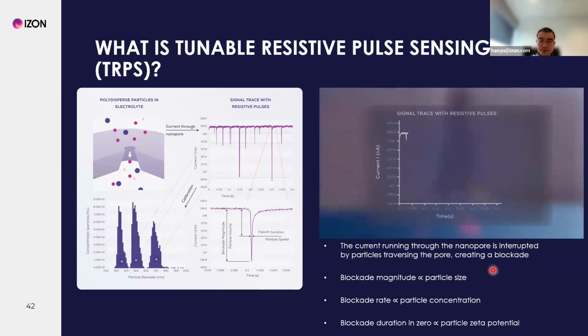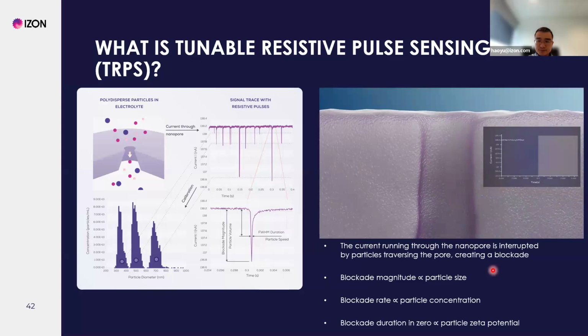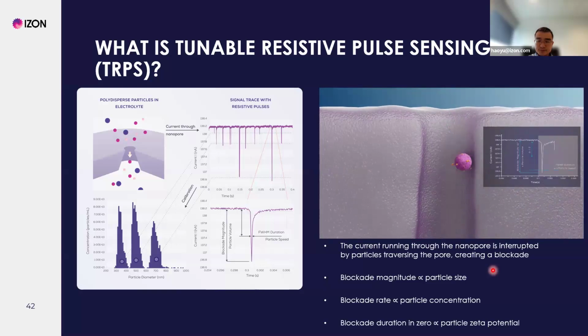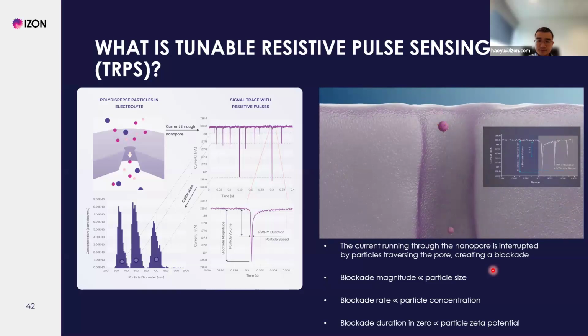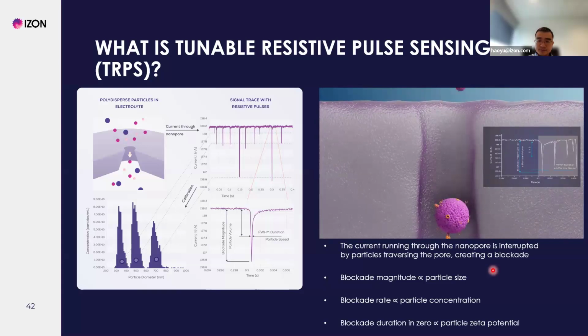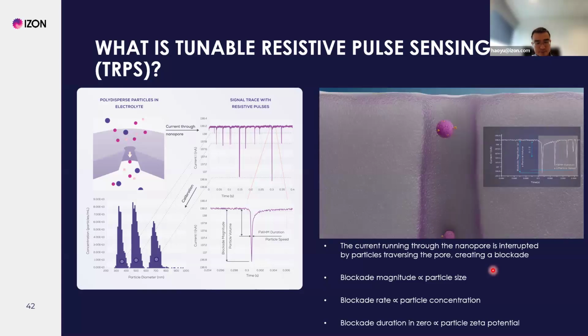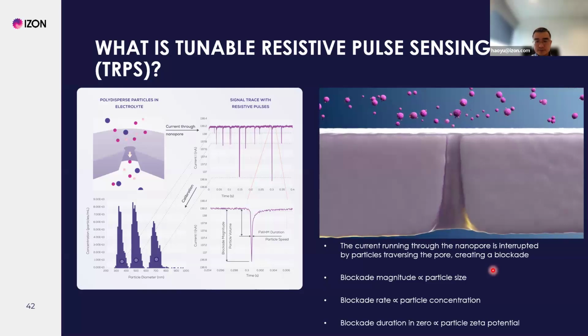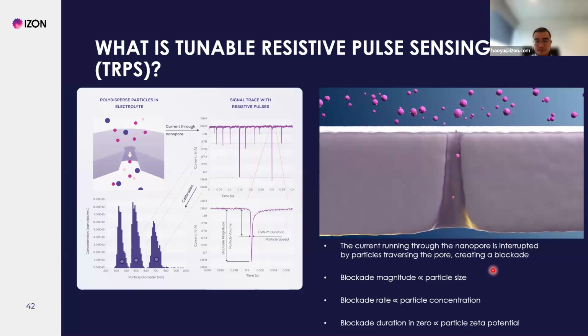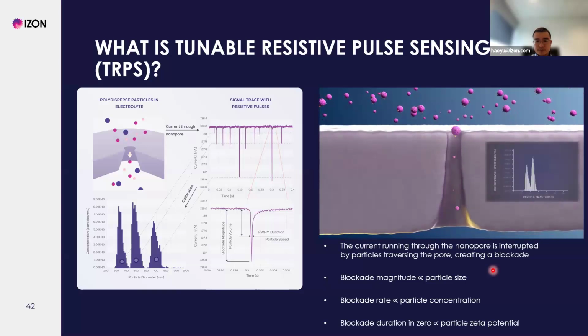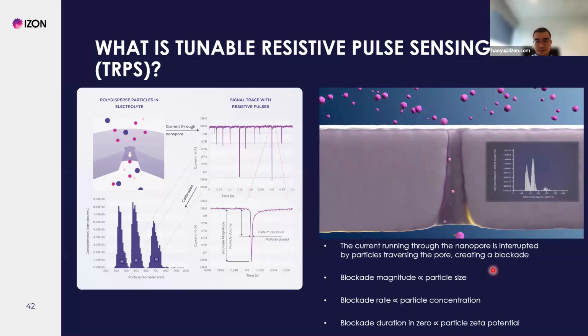When particles cross the pore, they block the flow of current, resulting in a blockade signal. Each signal corresponds to a single particle passing through the pore. Each signal can be analyzed to extract detailed information on the thousands of particles in the sample. The height of the signal determines the size of the particle. The duration, or time taken for a particle to pass through the pore, allows determination of particle charge. The rate at which particles pass through the pore determines the sample concentration. TRPS enables individual measurement of particles in a sample.